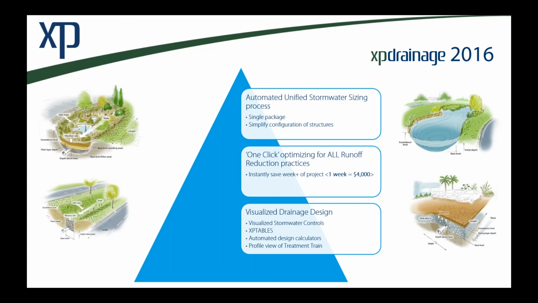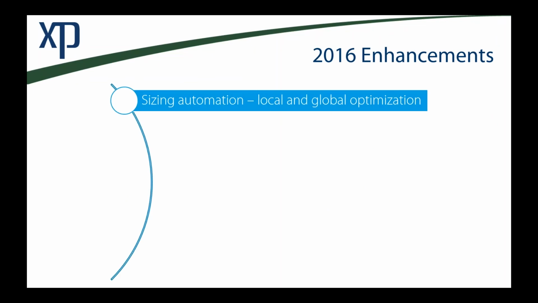All this done in a single package, as we'll see, is really important so we don't have to chase through multiple different spreadsheets and multiple different basic tools. That's really what we're offering here. So to rattle off some of the specific enhancements in this 2016 release, the first one is that really robust sizing automation. This is going to be for local facilities and global optimization.